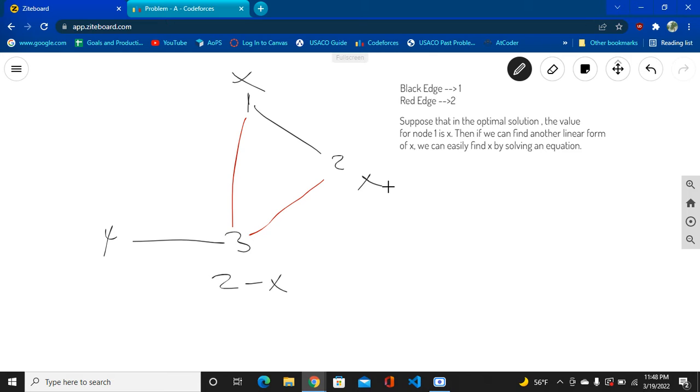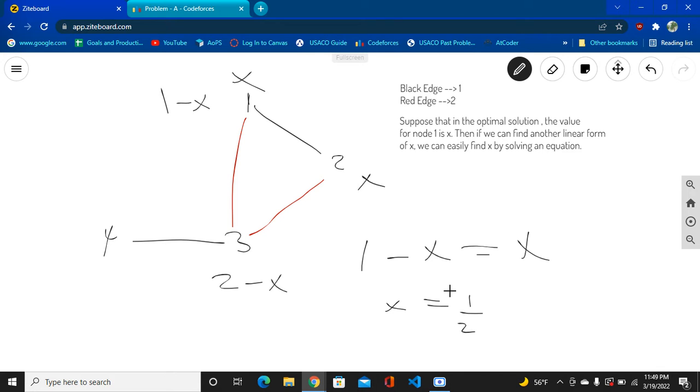And then we know that we have another linear form of x, because if this is 2, then node 1 also has to be 1 minus x so that the sum of these two nodes is also 1. But then we've gained two different linear forms of x, and obviously node 1 has to be equal to node 1, by the reflexive property of equality. Therefore, 1 minus x is equal to x, thus x is 1 half.